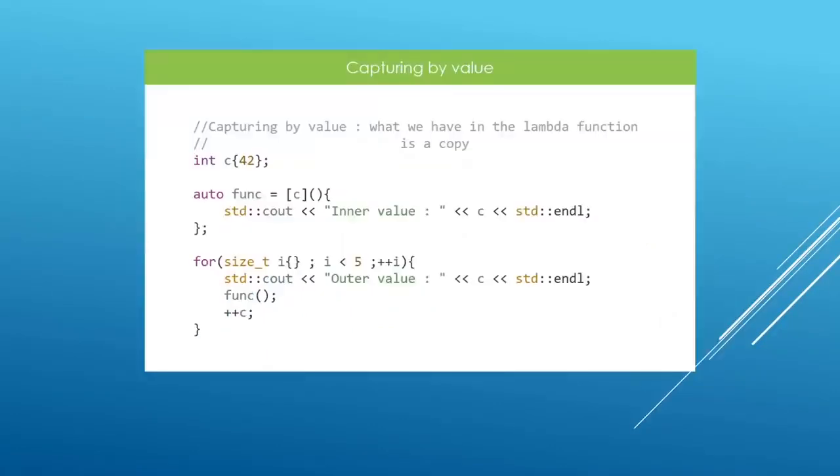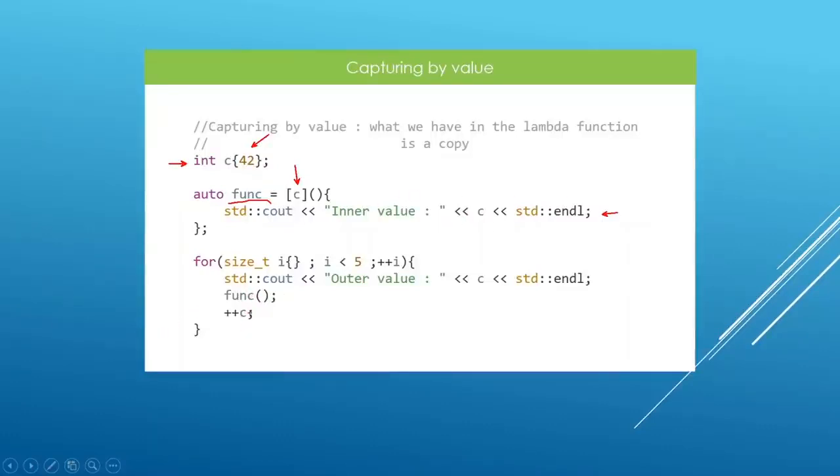Okay, now that you know this, we're going to see different ways we can use the capture mechanism. One thing we can do is capture by value. If we capture by value, what we're going to have inside the lambda function is a copy. Suppose we have a variable c, and the value is going to be 42, as you see here. We're going to set up a lambda function and capture our c variable by value. Notice the lambda function has a handle so we can call it. We're going to loop 5 times, and at each iteration, we're going to call our lambda function and print the inner value.